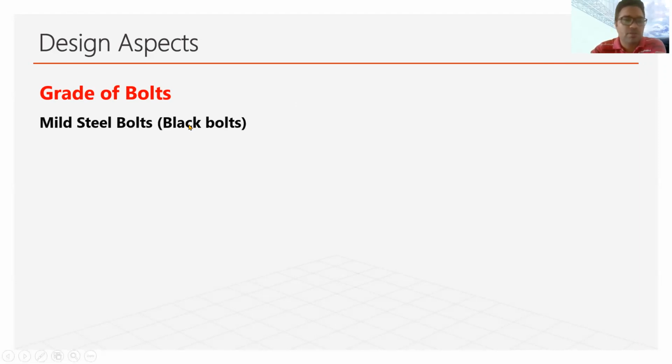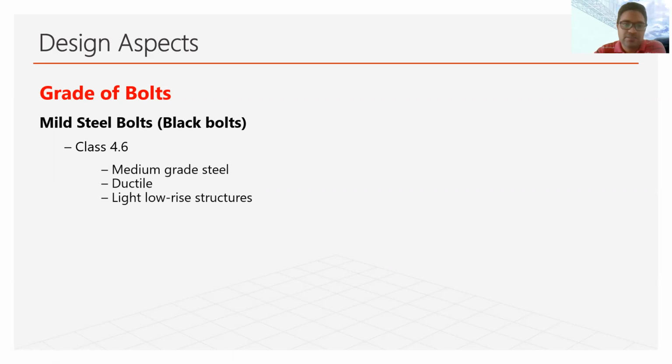So the mild steel bolts, which are available, which are also the black bolts. These black bolts are generally of class 4.6. And these bolts, which are the simplest black bolts, are basically of medium grade steel, and they are ductile, and they are generally used in light low rise structures.